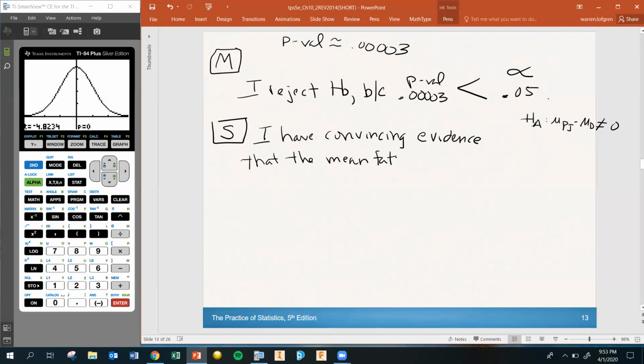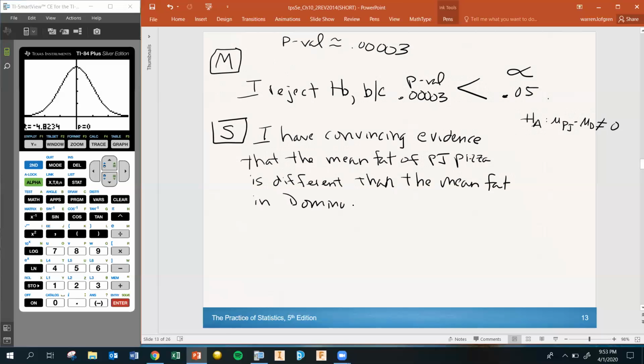There we go. So I'm going to say I have convincing evidence the mean fat of Papa John's pizzas is different than the mean fat in Domino's pizzas. And that's all we can say in this hypothesis test, in this significance test. All we're saying is that we have convincing evidence that the mean amounts of fat are different from each other.